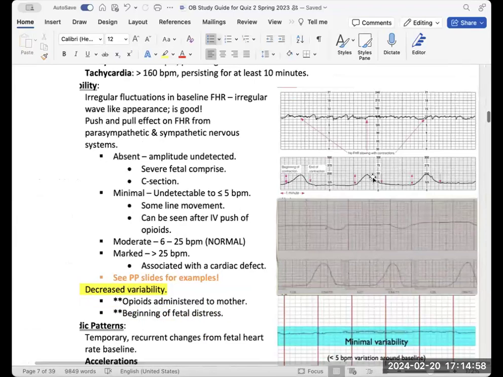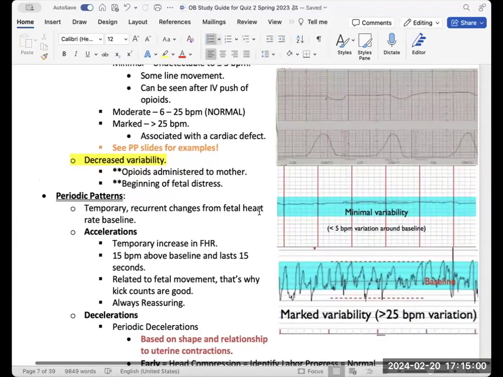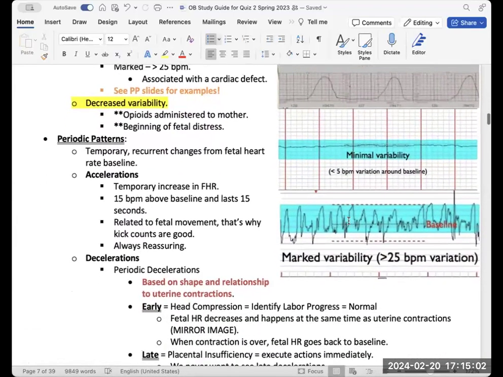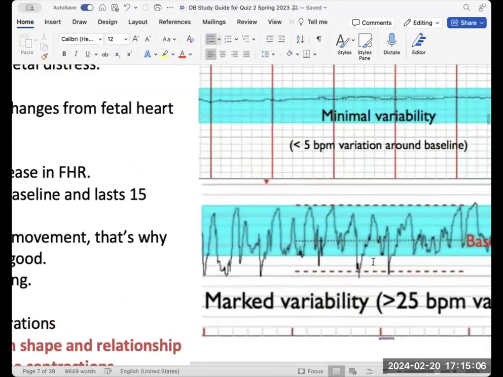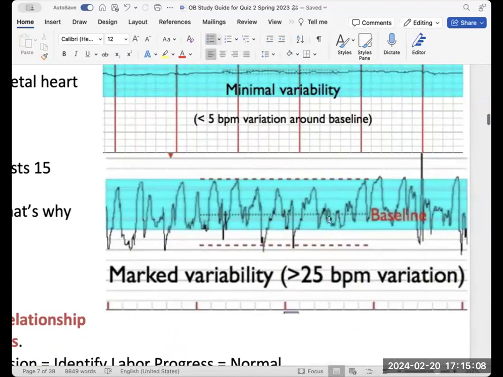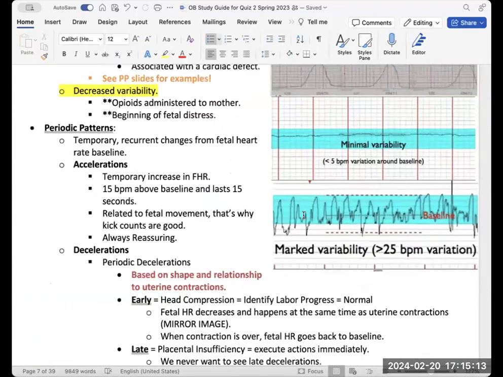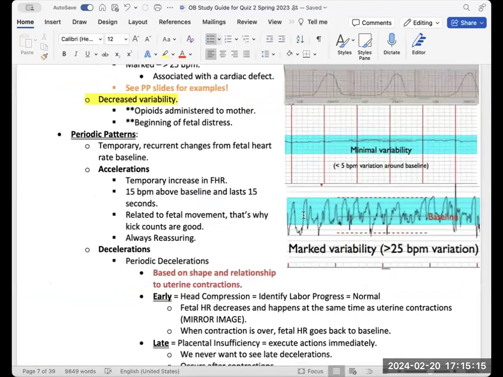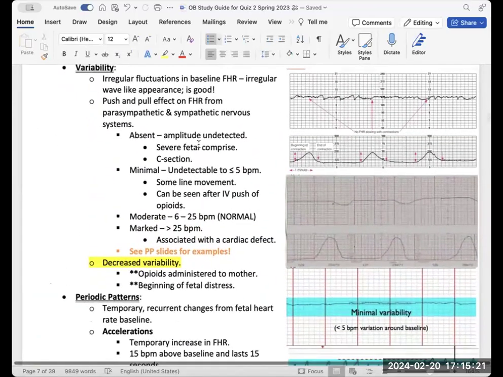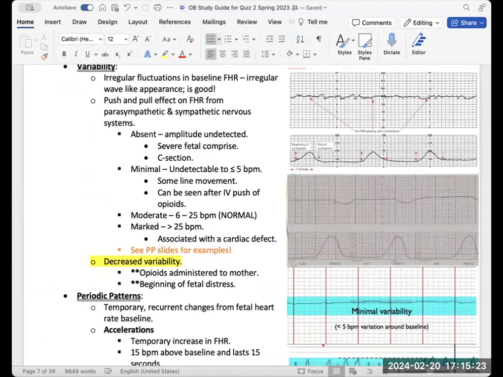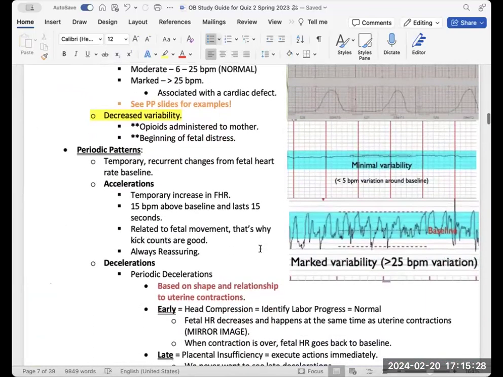So that's pretty good. But marked variability is when they have a variability of greater than 25 beats per minute. You see how that's the baseline, that straight dotted line, and it's really, really high. The markings are crazy, okay? So that means the fetal heart rate is going above 25 beats per minute. That's not really good either, okay? Now, decreased variability, like I said, not good, usually associated with opioids or fetal distress.